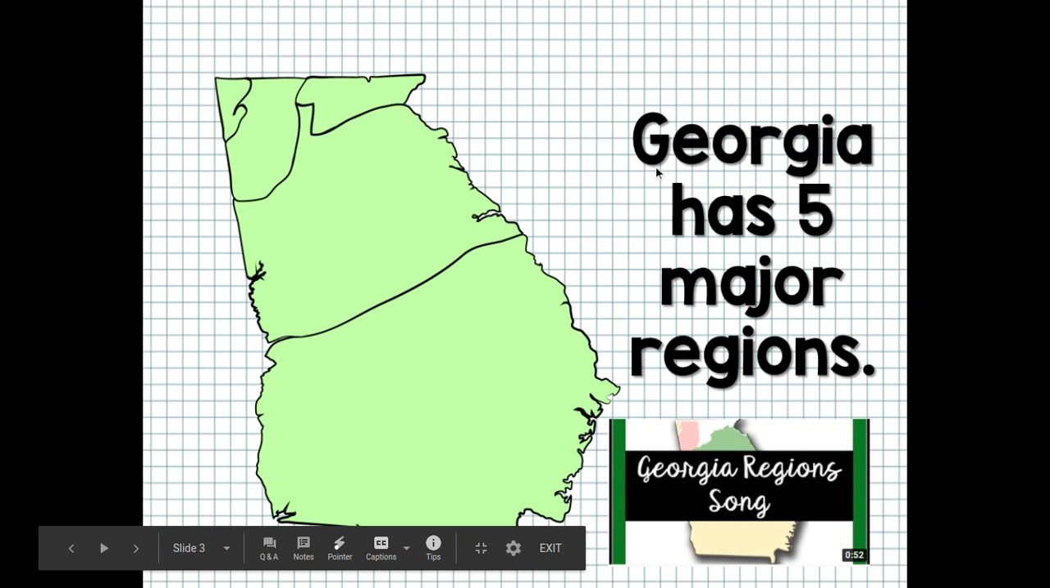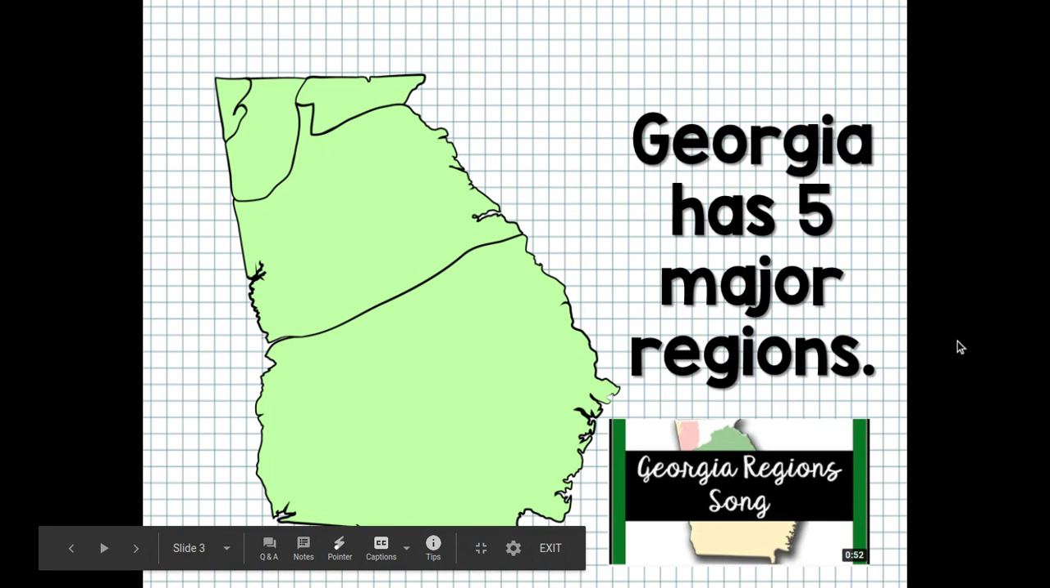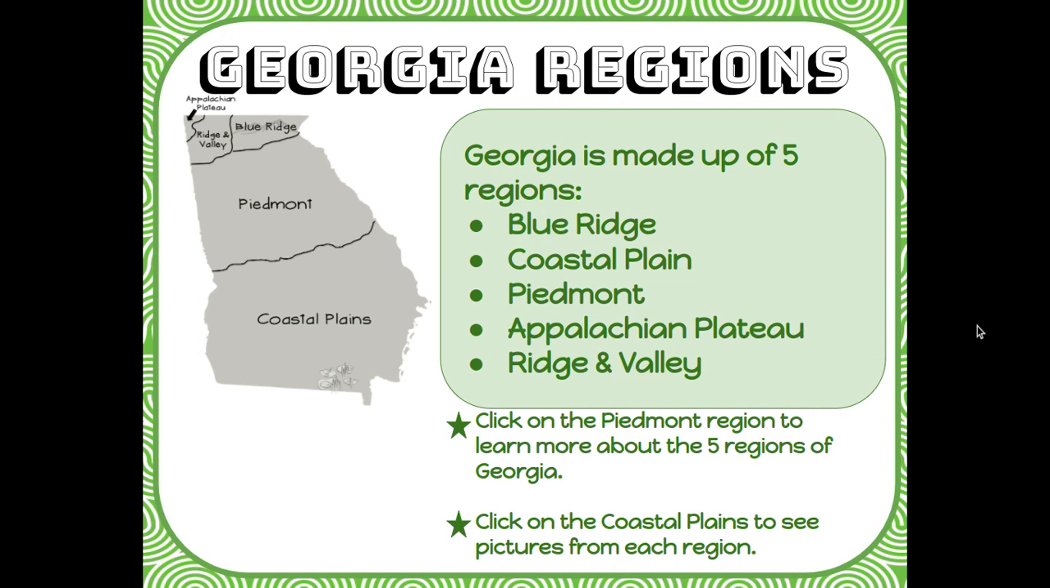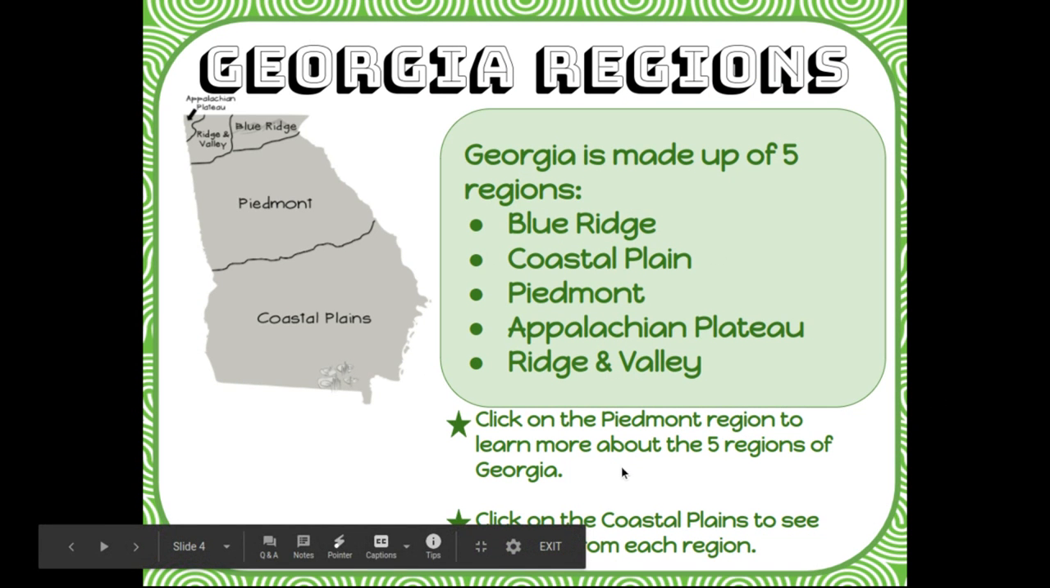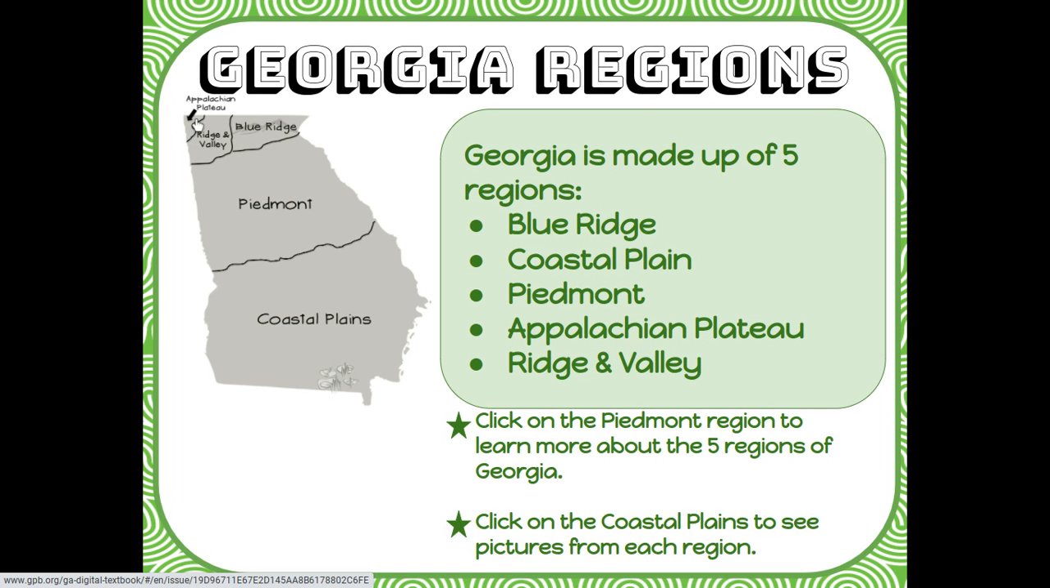Georgia has 5 regions. How many regions? 5. 1, 2, 3, 4, and 5. There is a song here you can go through and listen to. This page goes back through them again. Appalachian Plateau is the smallest.